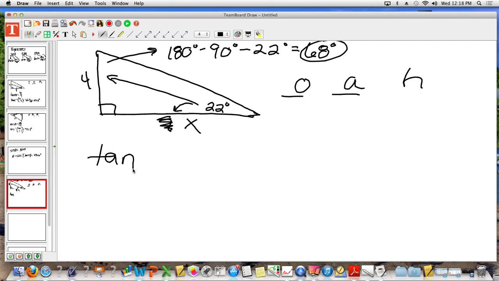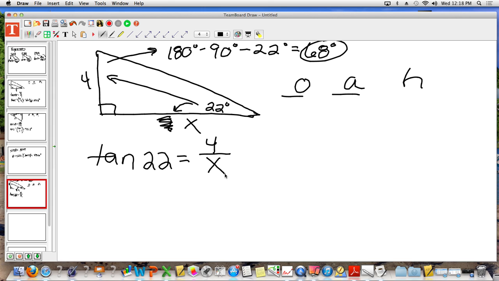Now, this time we have the angle. So we're not going to do second tan. We're just going to do tangent. The tangent of what angle? 22. Tangent of 22 is equal to opposite, which is 4, divided by the adjacent side, which is x.